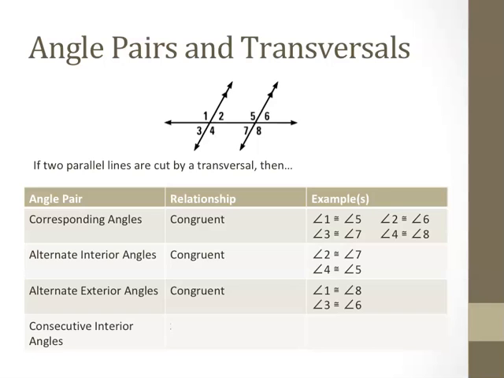Lastly, we have consecutive interior angles. Now, these are also known as same side interior angles. And instead of being congruent, if the two lines are parallel and are cut by a transversal, then consecutive interior angles are going to be supplementary. In other words, those two angles are going to add up to 180. So for example, angle 2 and angle 5 add to 180 degrees. Angle 4 and angle 7 also add up to 180 degrees.